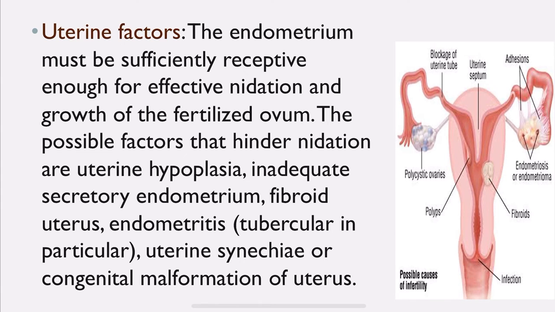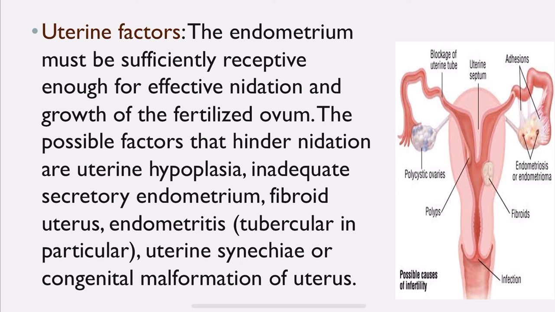During that phase, they can damage the endometrium, resulting in scar tissue formation, that is uterine adhesions or uterine synechiae. Congenital malformations of the uterus: you can see the bicornuate uterus here. These are malformations of the uterus from birth. These are the uterine factors.